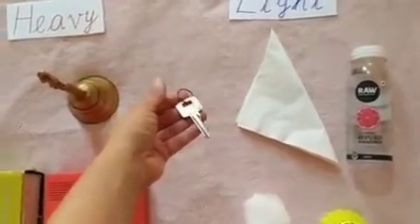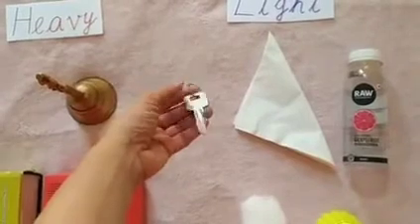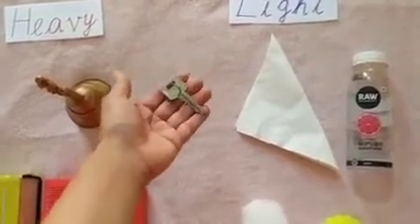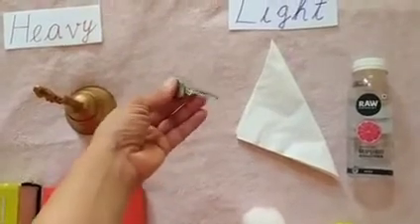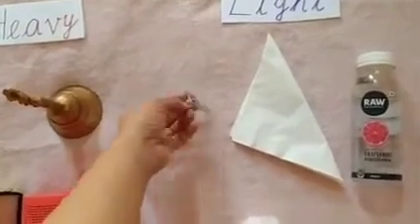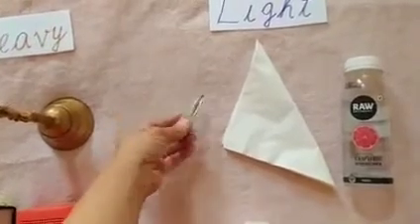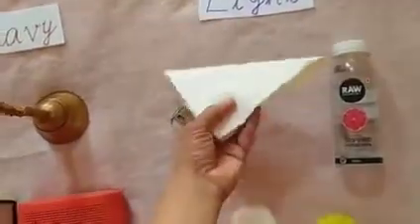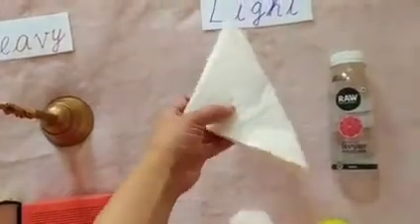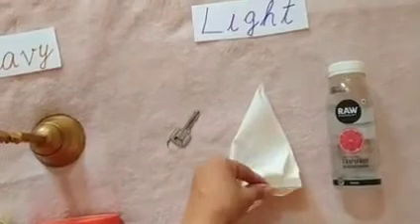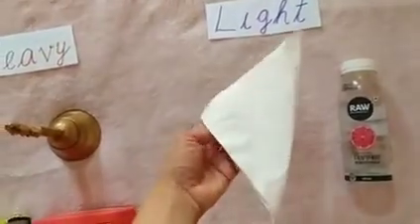The term that you will use to describe an object which doesn't require effort to lift is light. Yes, so the key here is light. I did not require any effort to lift it up. Then I have a tissue. Isn't it light? It looks big. It's big, yes, but it is very light. Yeah, I don't require any effort to lift it up.